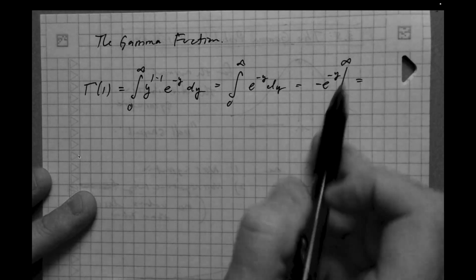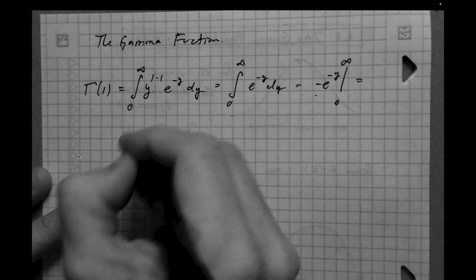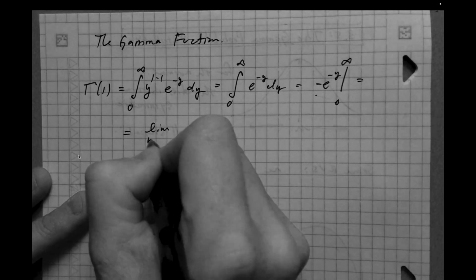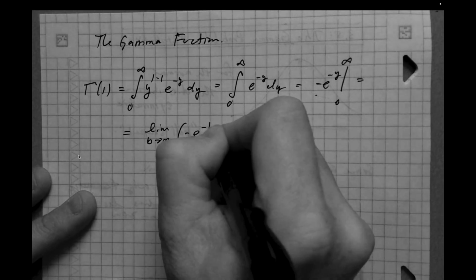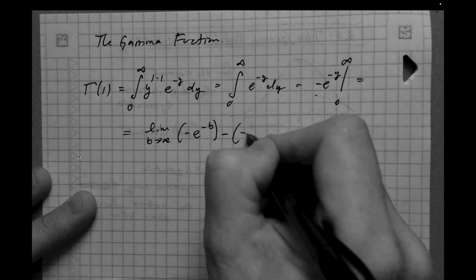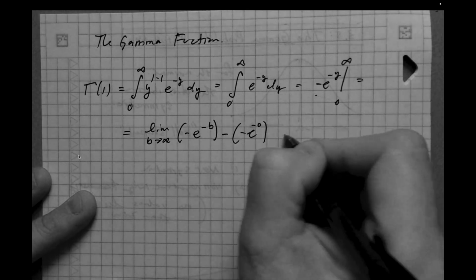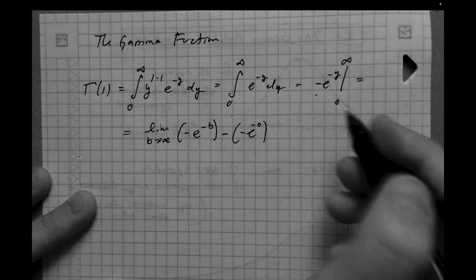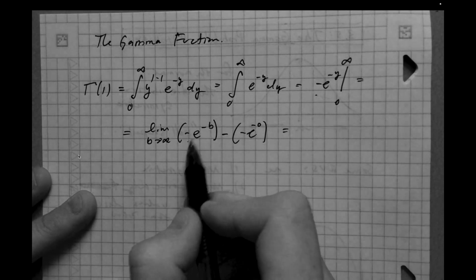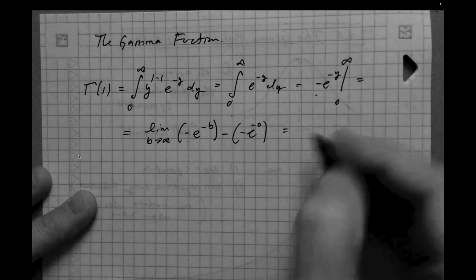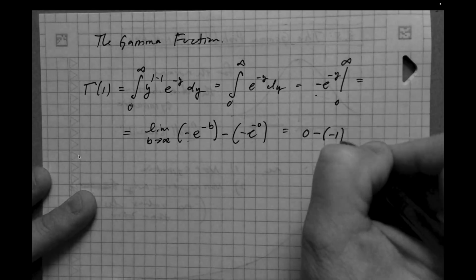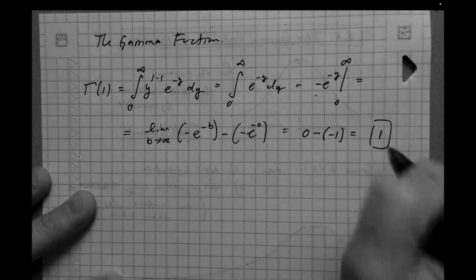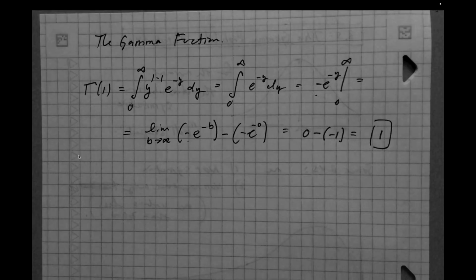Okay, and now how do we do this? Well, we have to use the old limit as b approaches infinity of negative e to the negative b minus negative e to the negative 0. Right, so that's just evaluating the bounds. And of course, this is going to go to 0, and this will go to 1. So this would be 0 minus negative 1, and so you get 1. So the gamma function evaluated at 1 is 1.